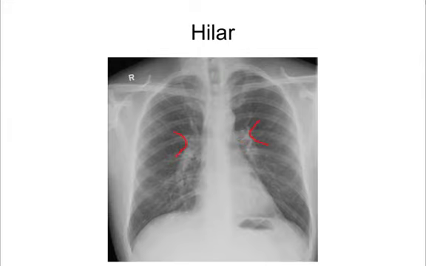Next, we look at the lung hilar. The hilar contain the pulmonary veins, arteries, and main bronchi. They also contain lymph nodes. However, these are only visible in an abnormal chest X-ray. We assess for size and density, comparing one side with the other. Hilar enlargement, asymmetry, or change in density may indicate pathologies such as malignancy, TB, or sarcoidosis.